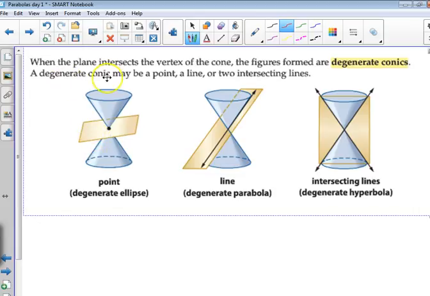They're called degenerate conics because if you cut through here, you'd get a point. If you laid your plane right along the slant height here, the slant edge, you'd get a line. If you cut perpendicular to the diameter of the base, you'd get intersecting lines. All right. That's why we call this chapter conics.